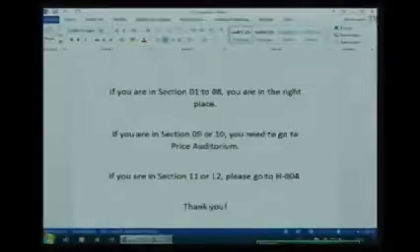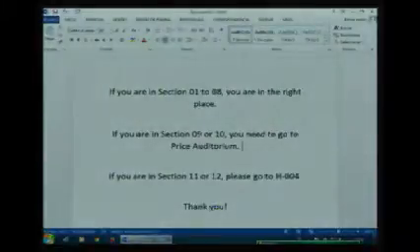Sorry, just a quick announcement before we get started. If you are in section 1 through 8, you are in the right place. Congratulations. If you are in Business English section 9 or 10, please stand up and go to Auditorio Price. If you are in sections 11 or 12, you need to go to H004. We good? Okay. One moment, then we'll get started.